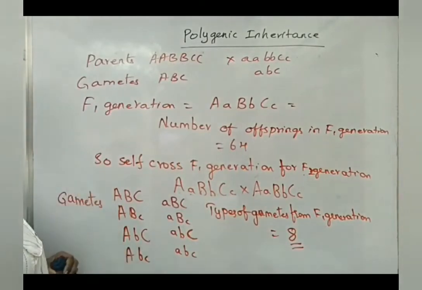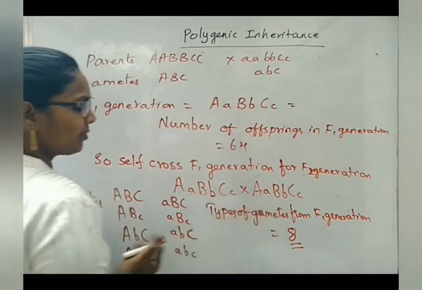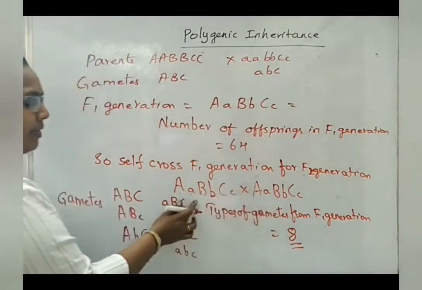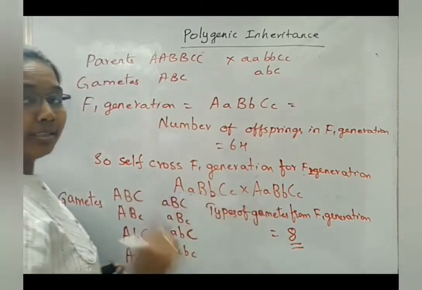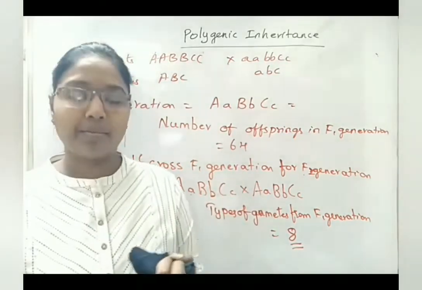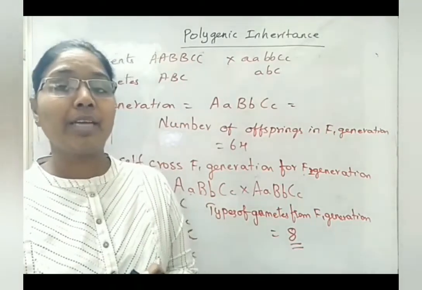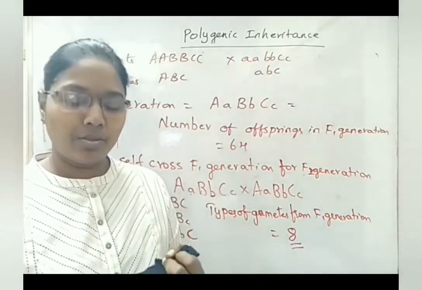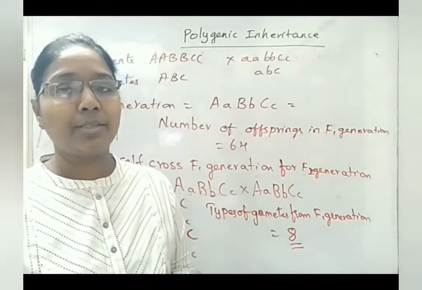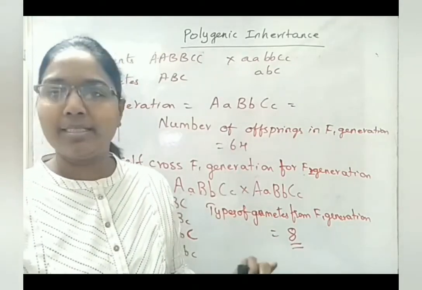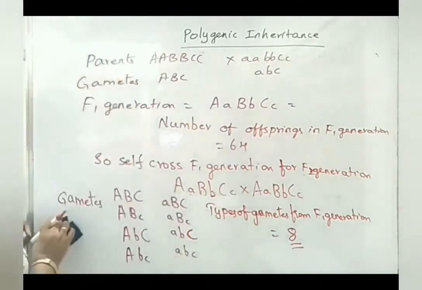But here it is 8 types because both the offsprings are of same type. Here also we will get 8 types. Totally, types of gametes from F1 generation is only 8. But total number of gametes that are involved to cross from the F1 generation and to obtain F2 generation are totally 16.